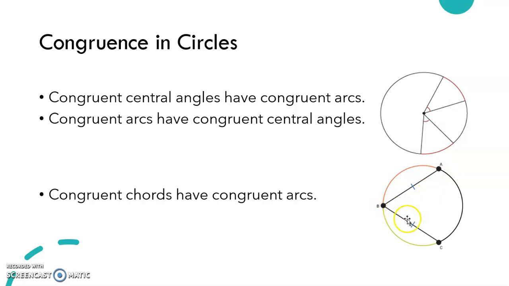Okay, and the last type of congruence that we generally look at in these circles is if I have congruent chords. If these chords are congruent, then I know arc AB is congruent to arc BC. And actually the reverse also works. If I know the two arcs are congruent, then I know the two chords are congruent. So let's take a look at some examples where we apply this congruence to make some equations.